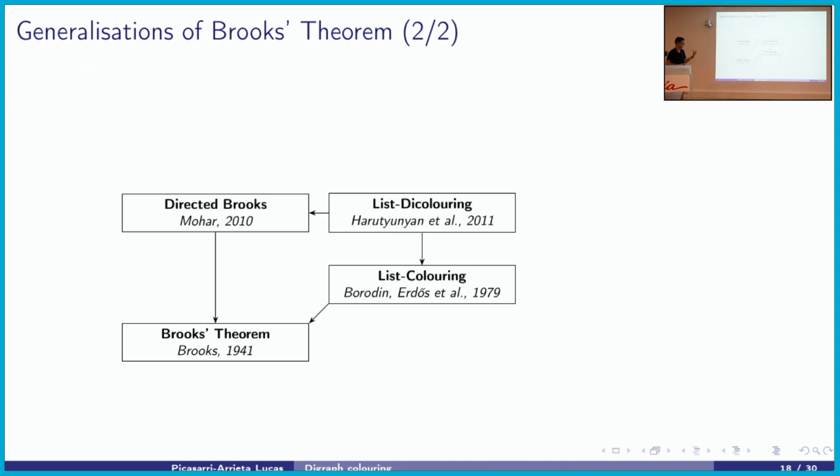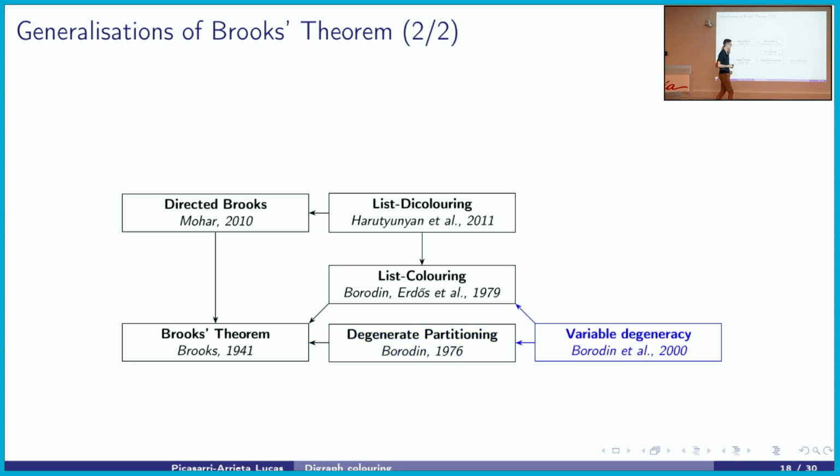And these are examples of generalizations of Brooks' theorem, and we can represent them on this diagram. So there is an arc from theorem A to theorem B whenever theorem A generalizes theorem B. But these are not the only ones. In particular, there is a result about partitioning a graph into degenerate subgraphs due to Borodin. And then we can ask for a common generalization of these two independent results. And this has been done by Borodin et al. when they introduced the notion of variable degeneracy.